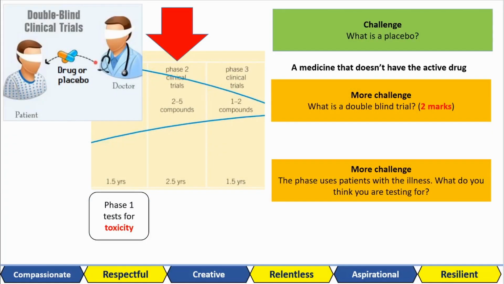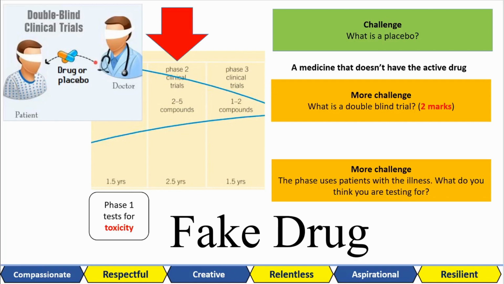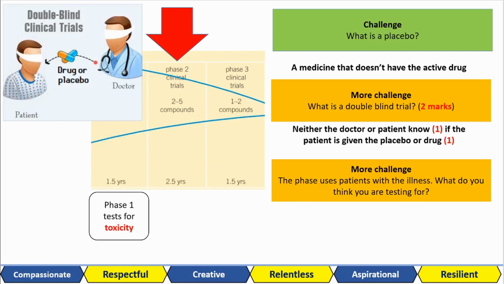A placebo is a medicine that doesn't have the active drug. You can also call it a fake drug. A double-blind trial is one where both the doctor and the patients do not know if the patient is getting the drug or the placebo.